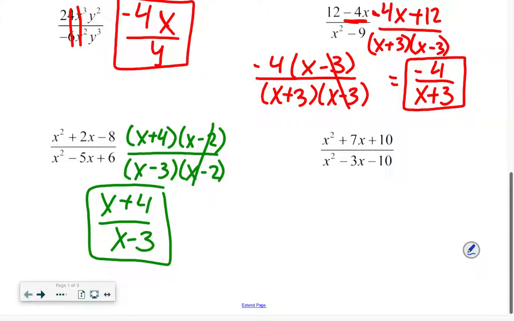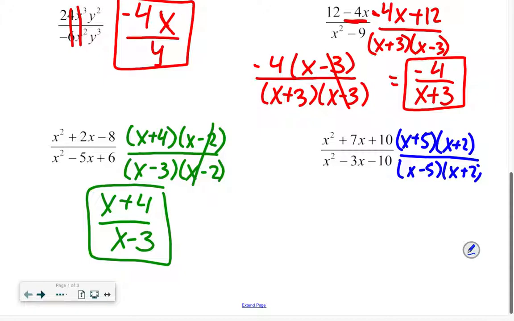Okay. How about my top here? x plus 5, x plus 5, x plus 2. Okay, how about the bottom? x minus 5, x minus 5, x plus 2, x plus 2, good.